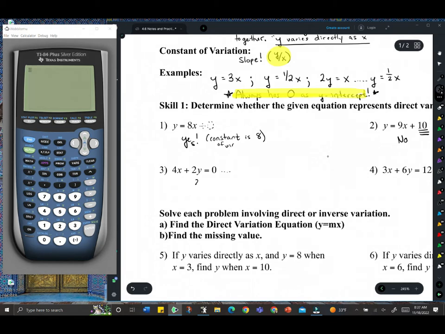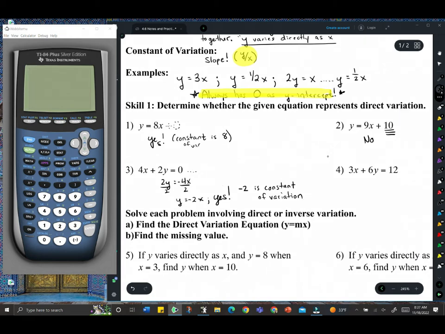Number 3, a little trick here. Remember, solve it for y. So 2y is equal to negative 4x, dividing by 2 and dividing by 2. We have y is equal to negative 2x. That is direct variation. You can have a negative constant of variation. That's okay. So negative 2 is the constant. So hopefully you're like, this doesn't seem too bad.